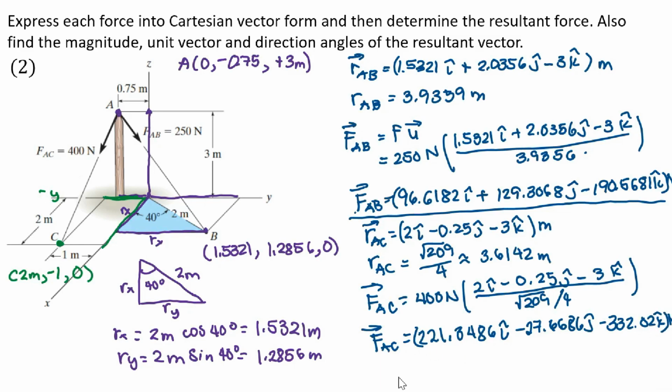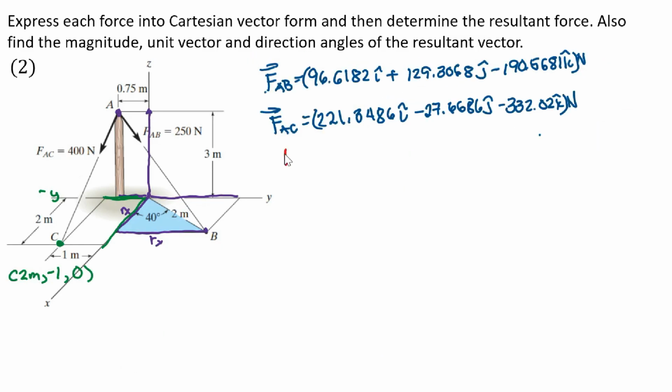So, we now have force AB and force AC. We will now get its resultant vector. The formula for getting the resultant vector is just the sum of the given vectors. We only have two given vectors, so we will just add the two. That is force AB plus force AC. Now, remember, we can only add if the two directions are the same. So, we can only add i to i, j to j, and k to k.